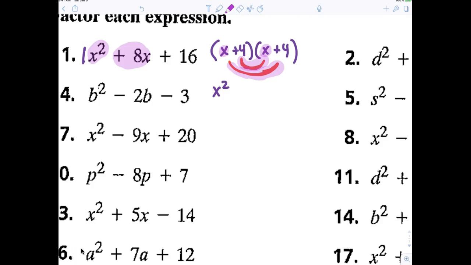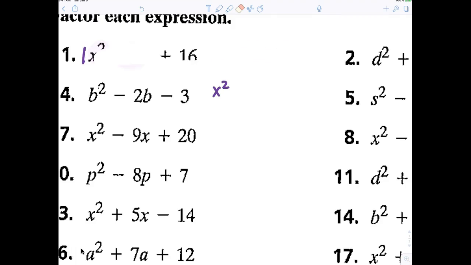Now the question is, how did I know, without knowing what the factors are, so quickly that it was x plus 4 times x plus 4? So now let's go through that. The only way I can make x squared is what? x times x. You don't have to write anything, remember? It's just x times x.